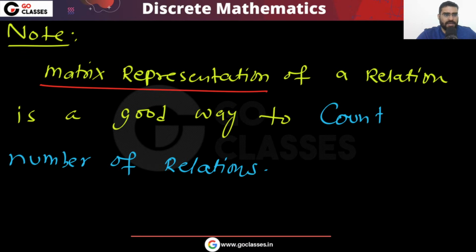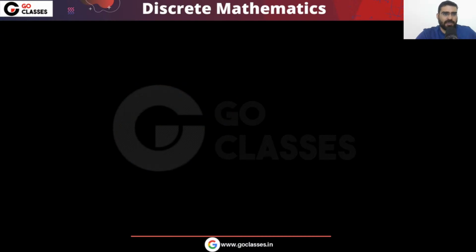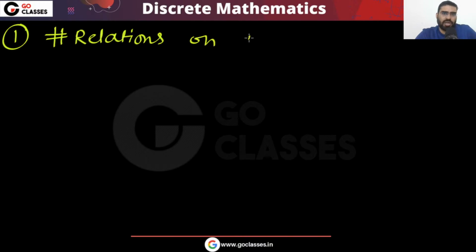For example, let me tell you. Let's see now everything. Now we will see in this question. So you create this matrix representation. For example, let's see application 1. How many relations are there on A? Let's see this one first: the number of relations on A.